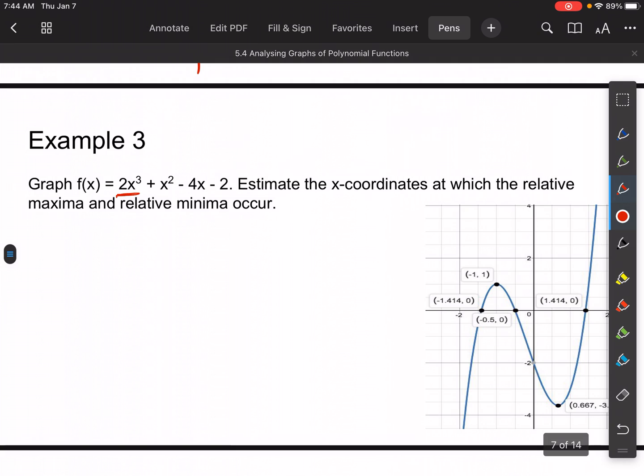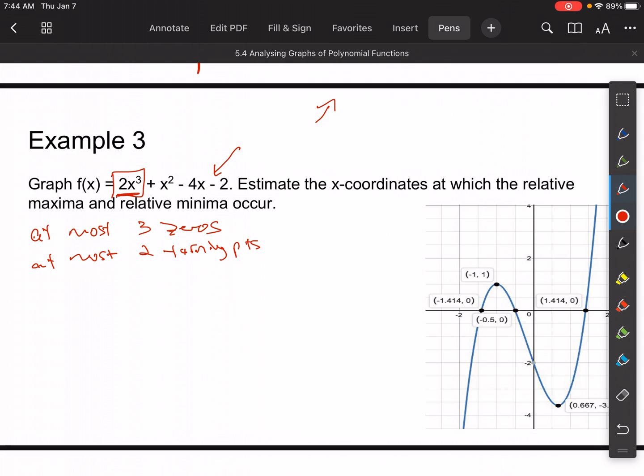Now that I know a little bit more about this, without even drawing a picture here, I know that this is going to act like this. It's an odd function, it's positive, so its end behavior is going to look like that. I know that it's a degree 3, so at most, it's going to have 3 zeros. And at most, it's going to have 2 turning points.